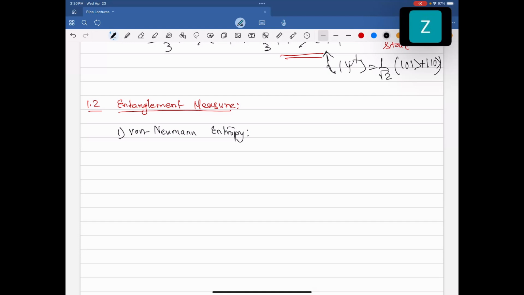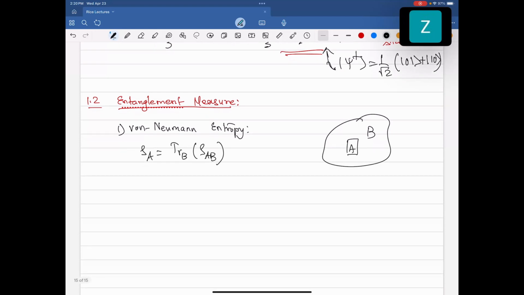So it is defined in the following way. So you imagine that there is a big system. It's broken up into two parts. There's A and B. And the rho A is the reduced density matrix of the total system. And then the von Neumann entropy S_A is defined as minus the trace of rho A log rho A. And this works extremely well for pure states.